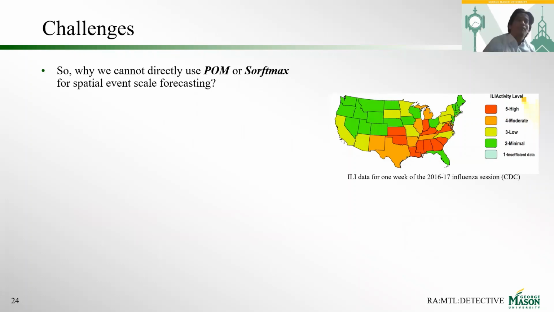Now, there comes the challenge. Why can't we directly use POM or softmax for spatial event scale forecasting? Because I have already shown that, right? You can ask me this question: why can't we just use that? There come the issues and challenges.